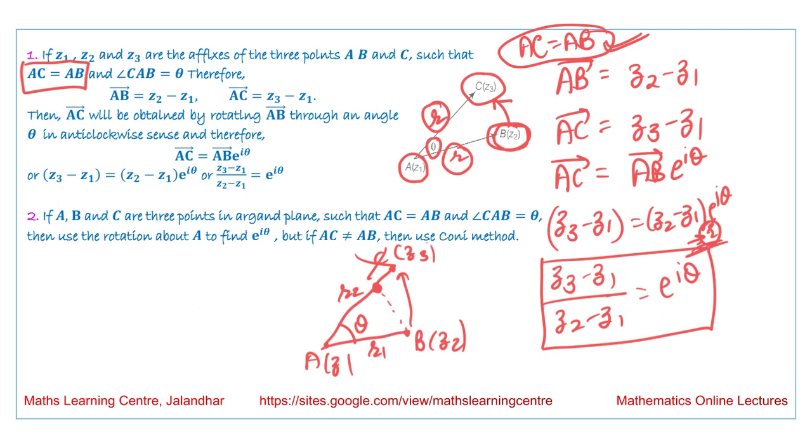This is mentioned over here. If A, B, C are three points in the Argand plane such that AC is equal to AB and this angle is theta, then we use the rotation to find e raised to the power iota theta. But if AC is not equal to AB, then there is no rotation here. We cannot find the point C by just rotating the point B.